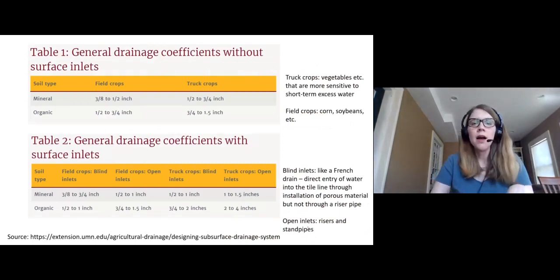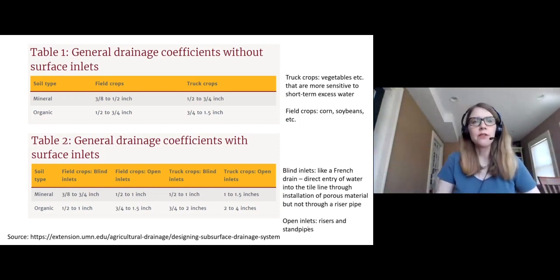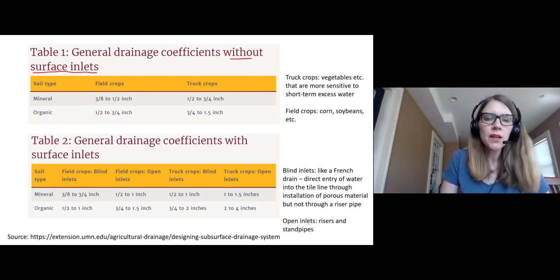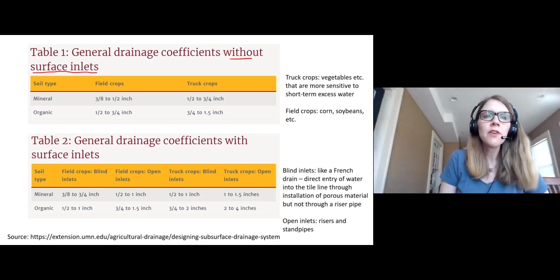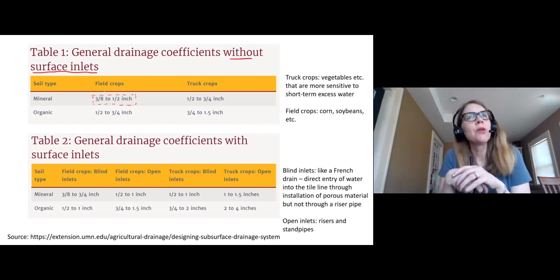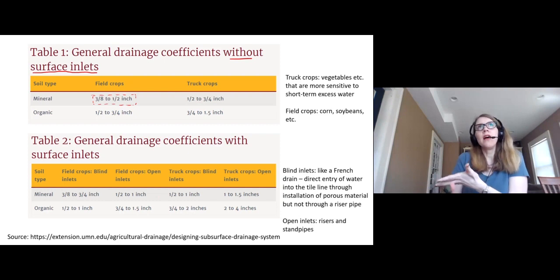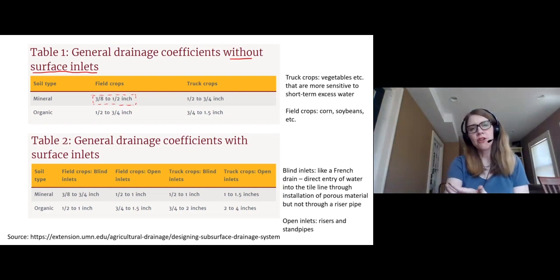So here are some examples of drainage coefficients for different scenarios. So in this table here, we've got without surface inlets. So this would be just tile lines buried under the ground, not connected to the surface. So we see that those field crops on a mineral soil, this is mostly where we are going to be working, have 3/8 to 1/2 inch per day of drainage coefficient. And then those organic soils that have a lot higher capacity to take water in, we're going to have a higher drainage coefficient.